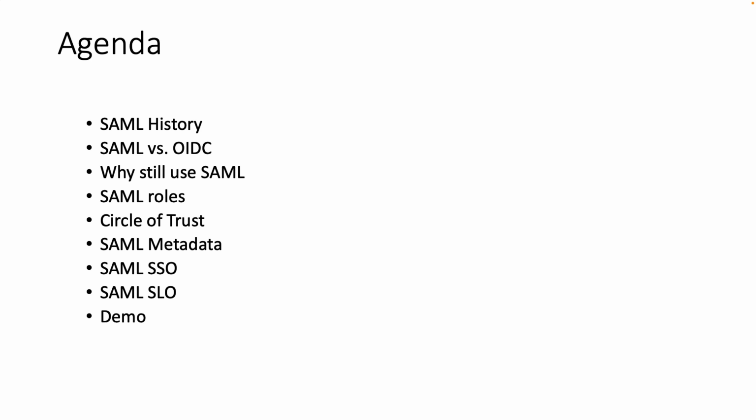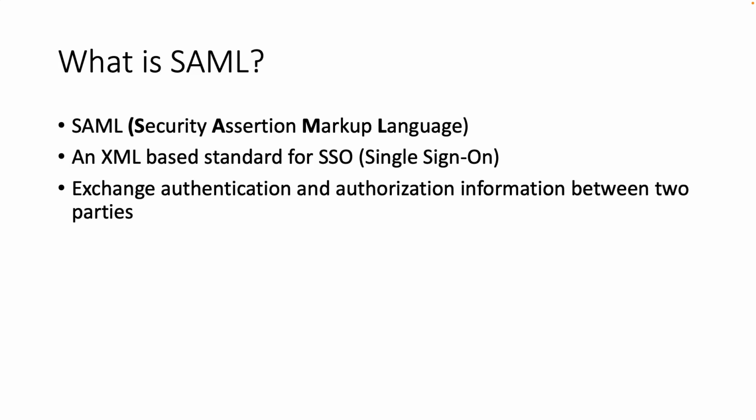After that, we dive into the different roles of SAML. So there are mainly two roles, the service provider and identity provider. And we talk about a circle of trust, as well as the SAML metadata. And then we'll look at some of the workflows, meaning the SSO workflow and SLO workflow. So SSO is for single sign-on and SLO is for single logout. After that, we'll take a look at some demos to see SAML in action.